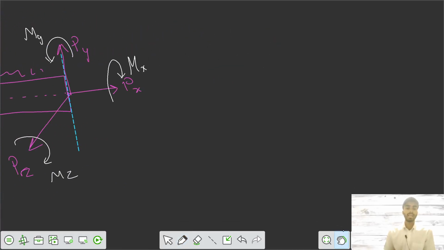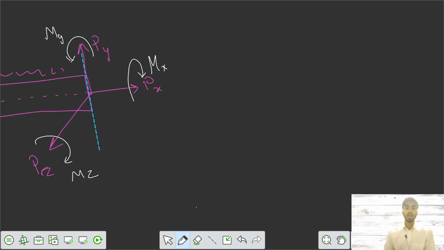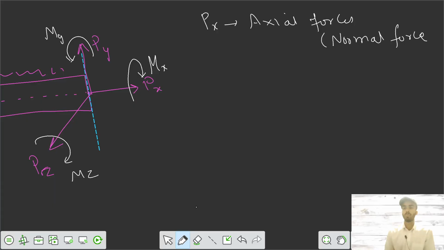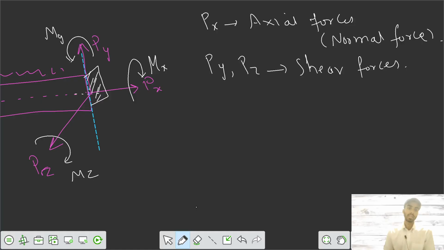Once you have fixed x as the longitudinal axis, px is your axial force, or we can say it is your normal force, since it is passing through the centroid axis. Next are your py and pz. These are your shear forces. They are parallel to this plane. They are trying to cut the material into two. That's why the name is shear force.